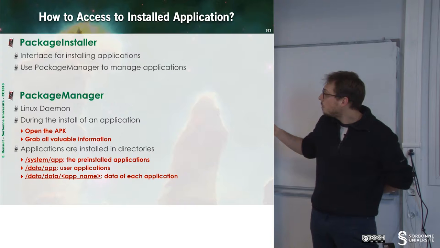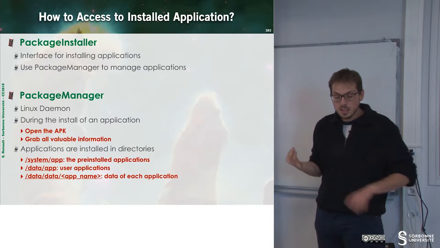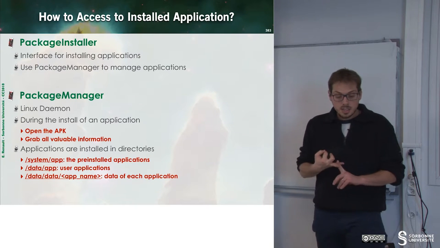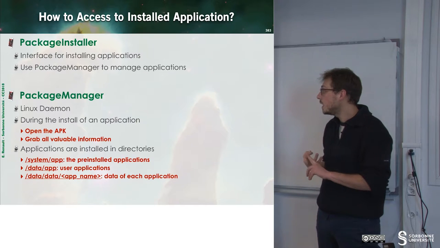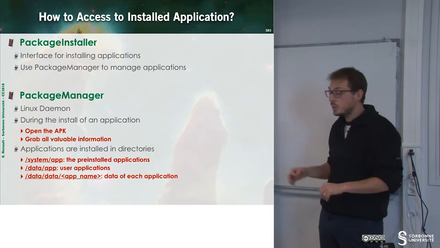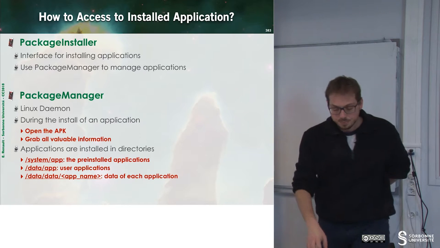Applications are installed in directories. There are three directories: system app, the pre-installed applications; data app, the applications installed by the user; and finally, data, which is specific data for each application.